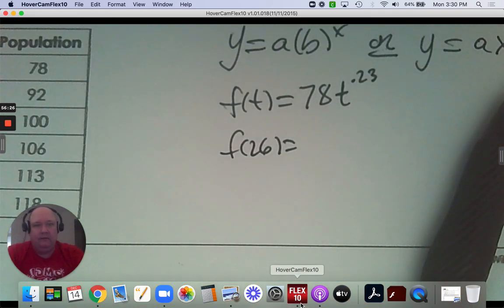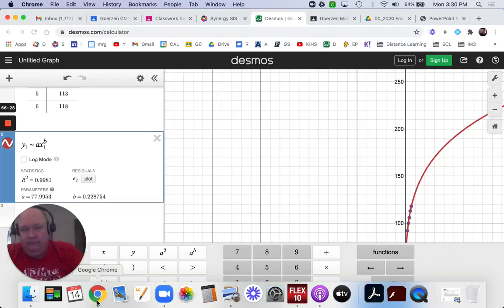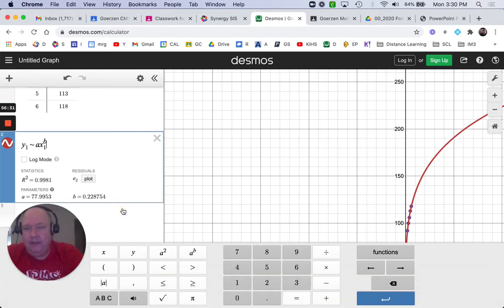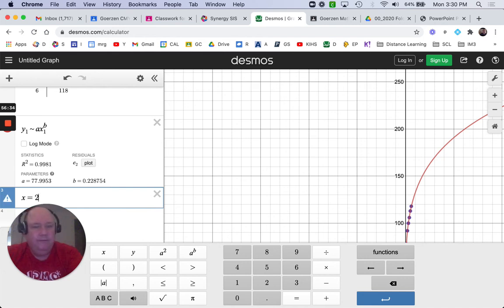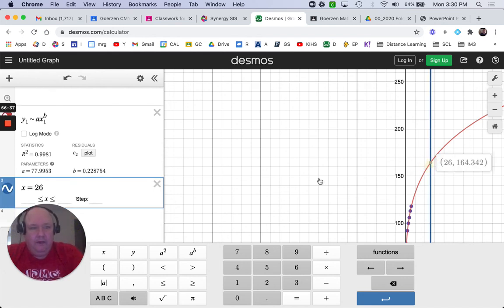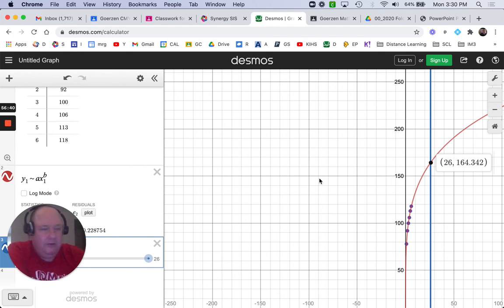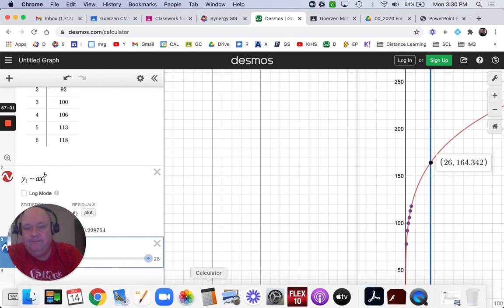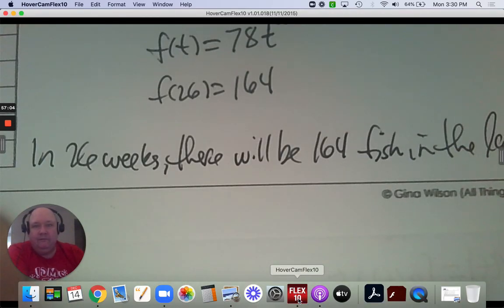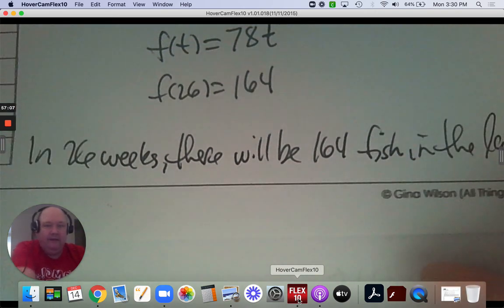Let's use our calculator. I'm just going to type in x equals 26 and then find the point of intersection. So at 26, the answer is there'll be 164 fish. So in 26 weeks, there will be 164 fish in the lake, or half a year. So in 26 weeks, there will be 164 fish in the lake.